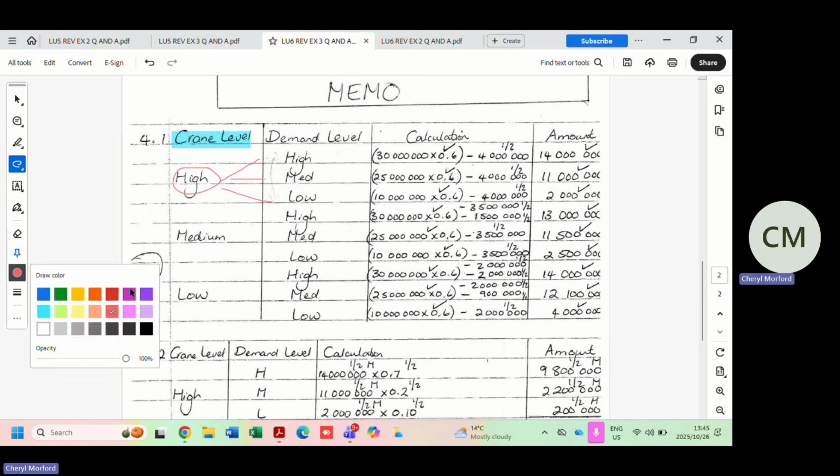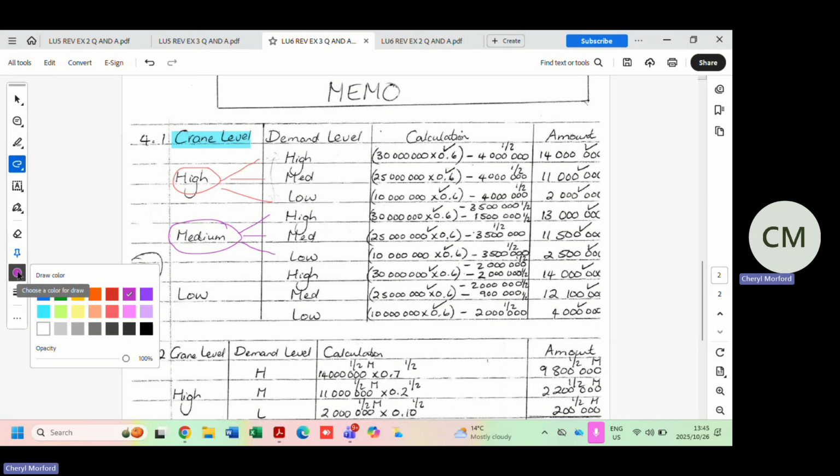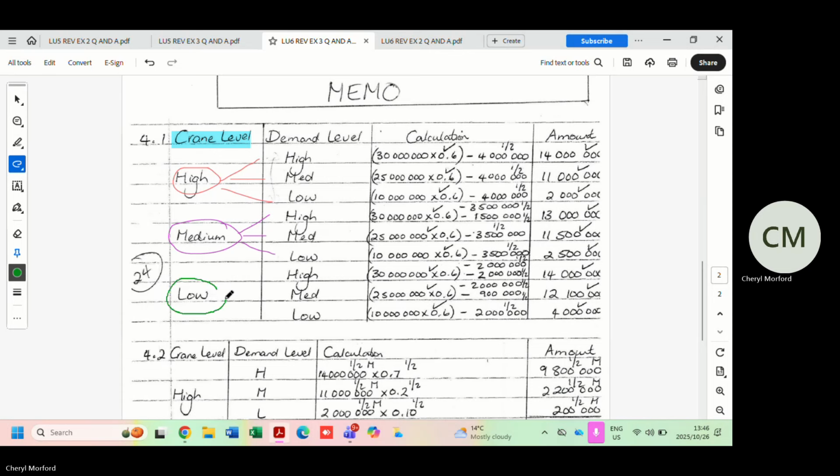Then, if we come to hiring the medium size crane, once again, high, medium, or low. If we take the small crane, sales can be high, medium, or low. So those are what we mean by each of the possible outcomes.